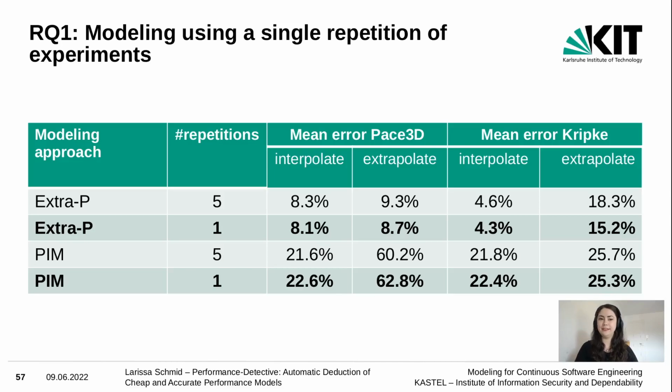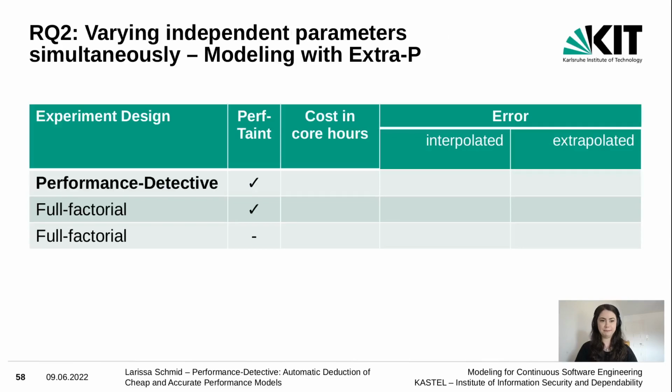and also now compare the actual experiment design we deduced, striking out all the measurement points. Where I would first like to compare against the full-factorial measurement design, both learned with and without the use of Perf-Taint. And first we can see for the core hours that performance detective only needs around 11 core hours, whereas the full-factorial measurement design is much more expensive, needing 368 core hours.